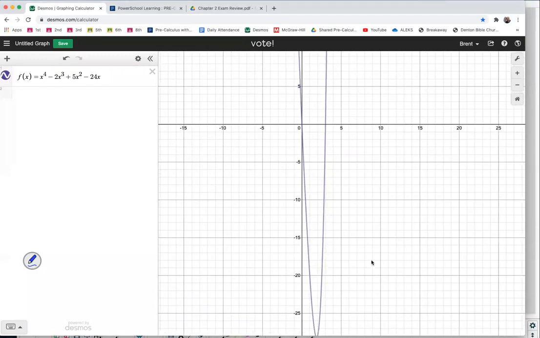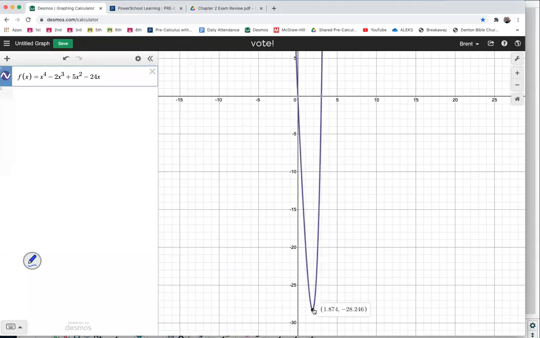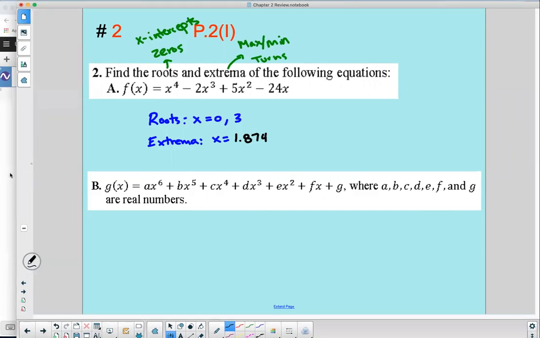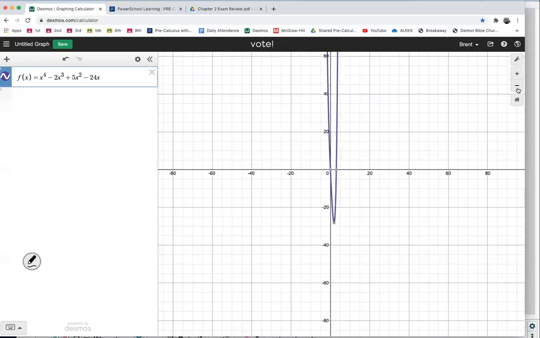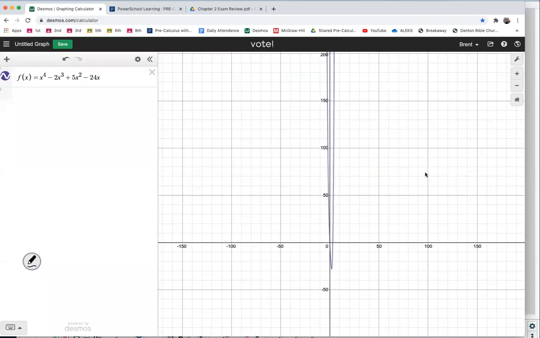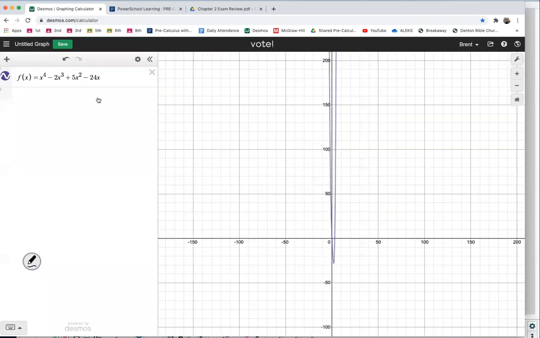extrema is turns in the graph. This one, 1.874. What was it, 1.874? Okay, I think it's 1.874. That's where the extrema is found. I can zoom out and make sure there's no other turns in this graph. When I zoom out, do you see any more turns in the graph? I don't. It seems like it's just a straight up parabola. So that would be the graph.